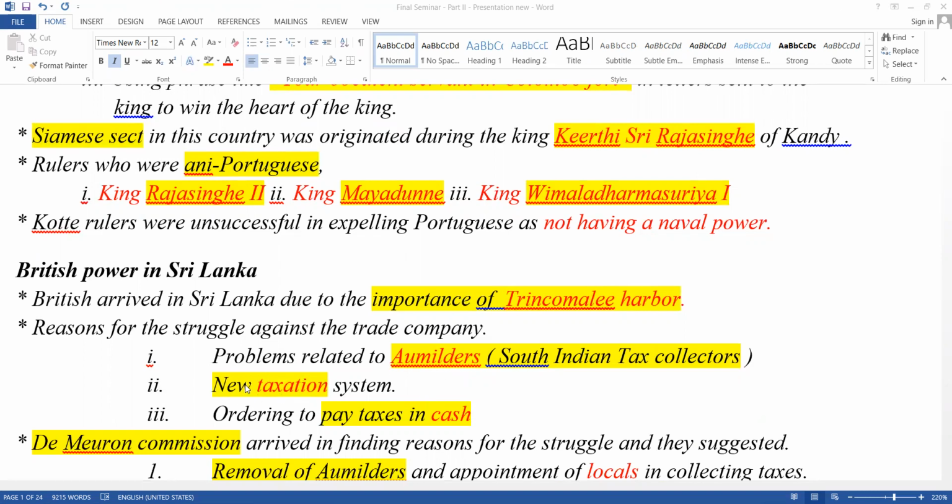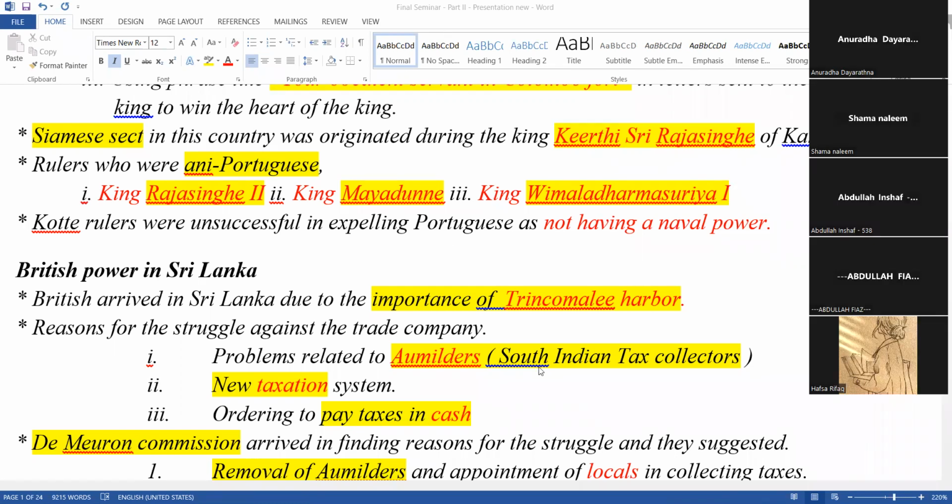And the company introduced 6 new taxes. What are the 6 new taxes they introduced? Coconut tree tax, salt tax, toddy tax, Arab tax, tobacco tax, and fish tax. And they even ordered people to pay taxes in money. Because of these problems, people started a struggle against the trade company.